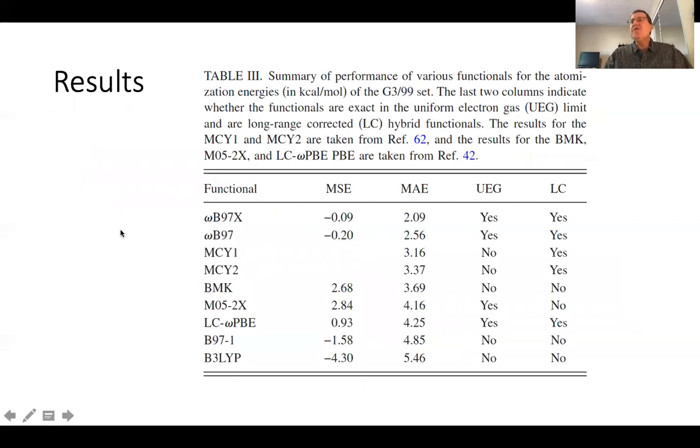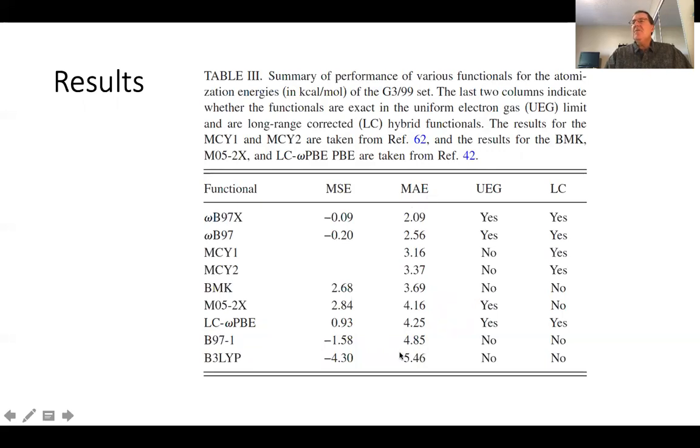And so I'm just going to show you some results and give you a sense of where it works and where it doesn't. So this is a summary of performance of various functionals for the atomization energies in a large test set. And this is just telling you whether it's long-range corrected. It's telling you whether it goes to uniform electron gas. But let's just see the numbers. These are the mean absolute errors.